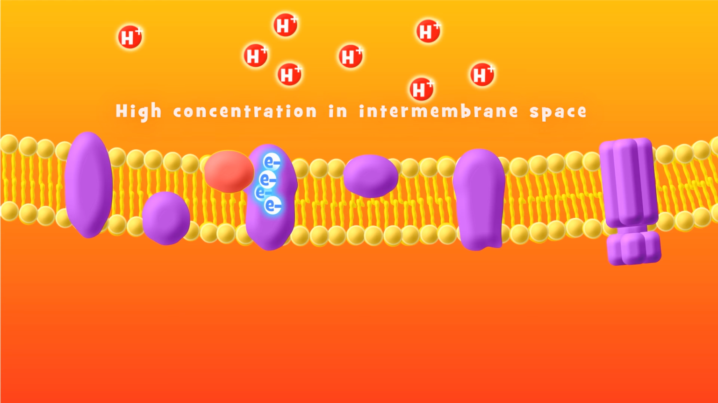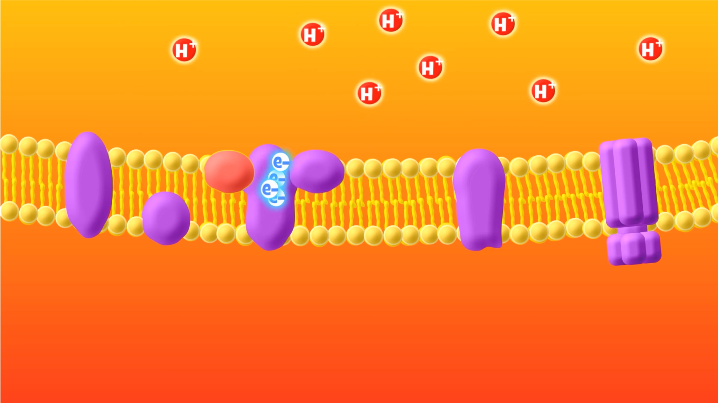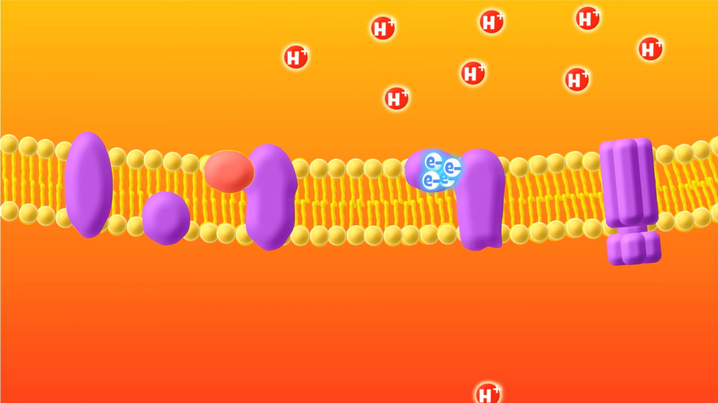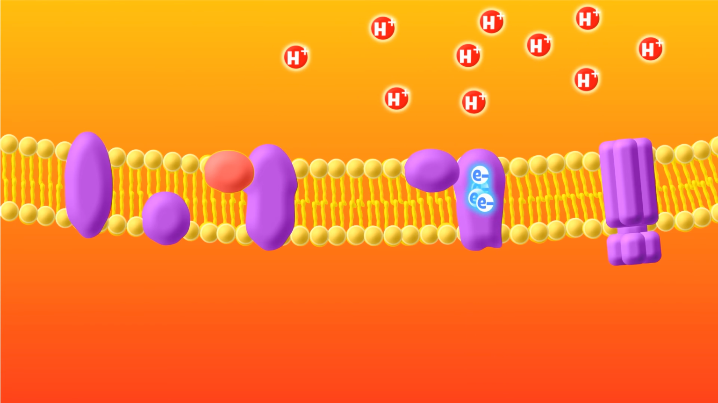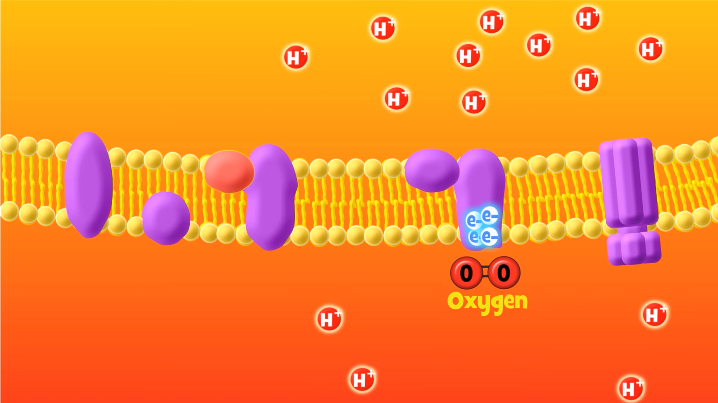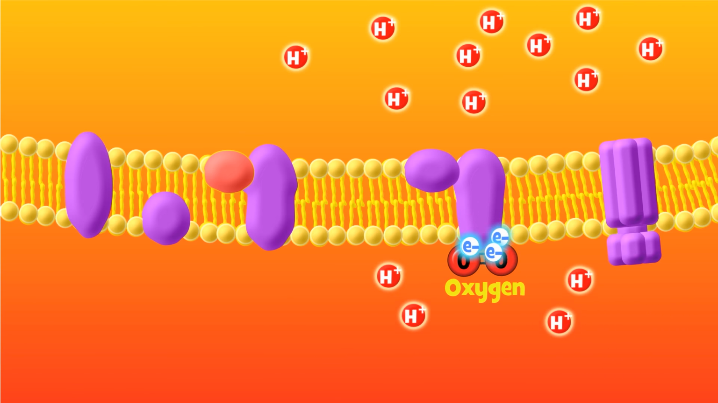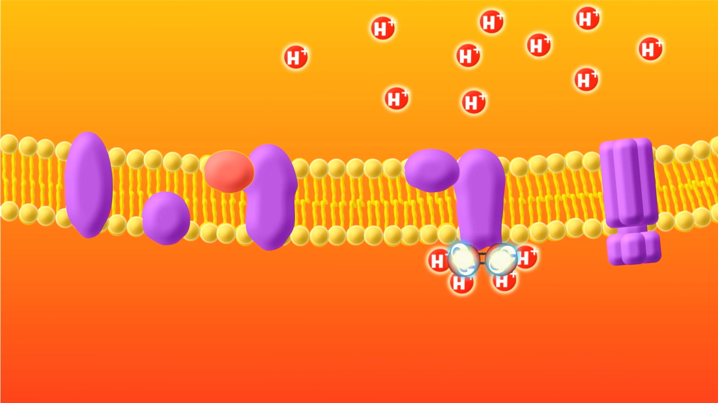Now the electrons are transported to a final protein complex, where their energy is used once again to pump hydrogen ions into the intermembrane space, making the concentration even higher. Now the electrons need somewhere to go, a final destination to complete their journey. Fortunately, you breathe, and oxygen comes to the rescue. Oxygen accepts the electrons, as well as hydrogens from the matrix, making water.